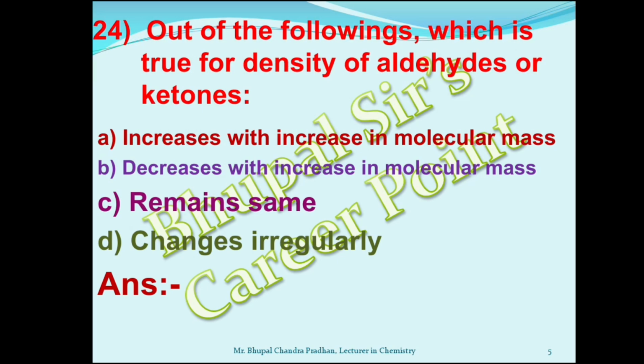As the molecular mass increases, the density gradually increases. The first member of aldehyde is a gas. Next, from C2 to C11, all are liquids. Then C12 onwards are wax-like solids.